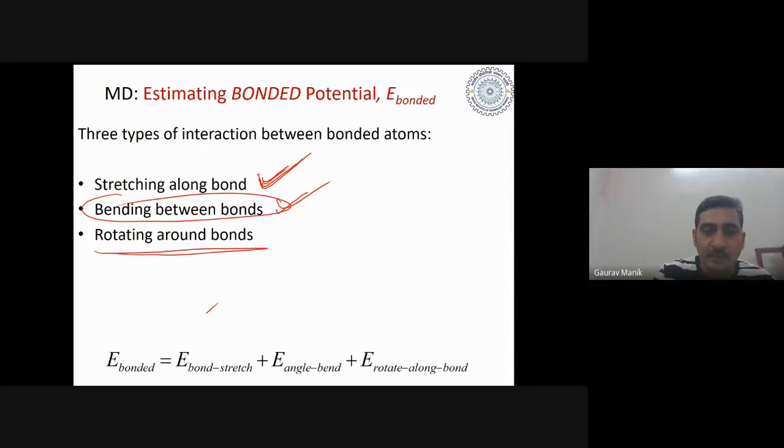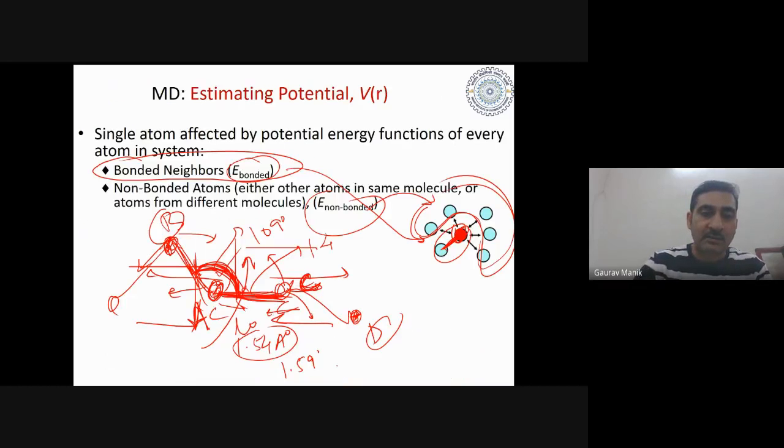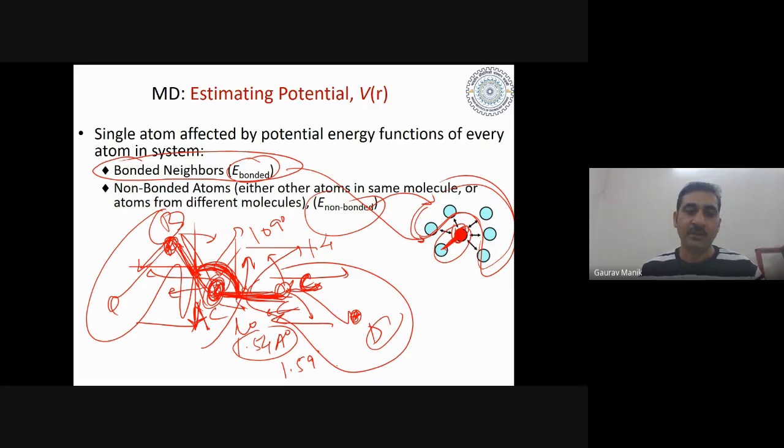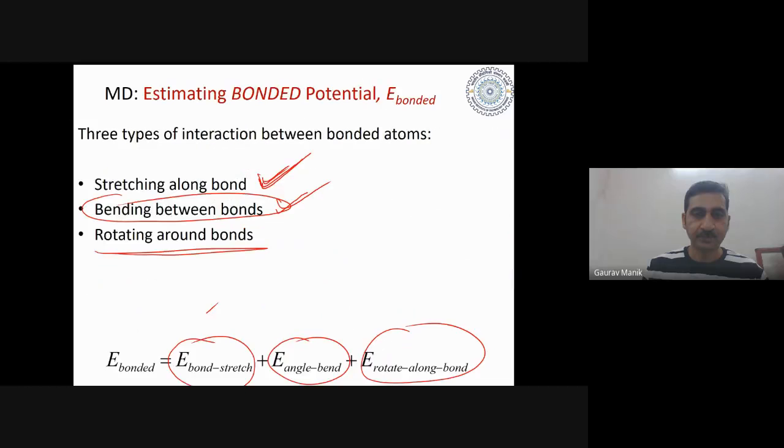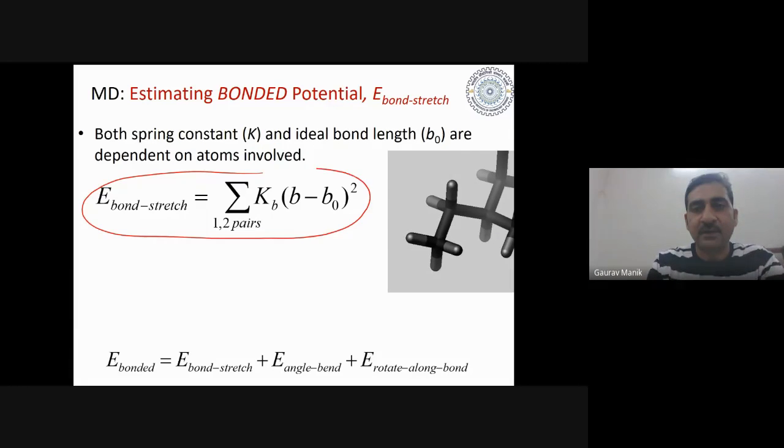So you will need to know the bonded potential, which is a sum of the stretching bonded potential, the angular bending potential, and the rotation along the bond potential. So you will have to have the sum of all three types of potentials to get the final bonded potential, or an idea of the final force on atom A because of the surrounding atoms to which it has already been bonded. So this bonded force needs to be estimated at the first shot. Now there are different equations which have been proposed, different ways this has been proposed.